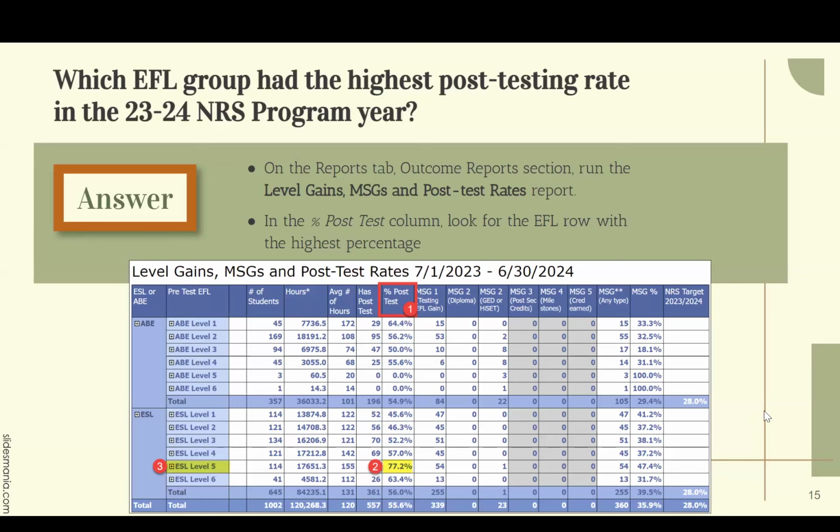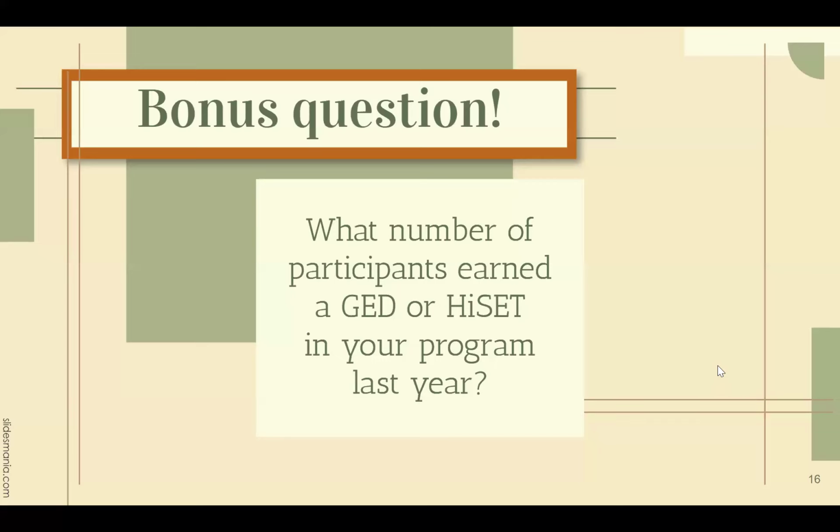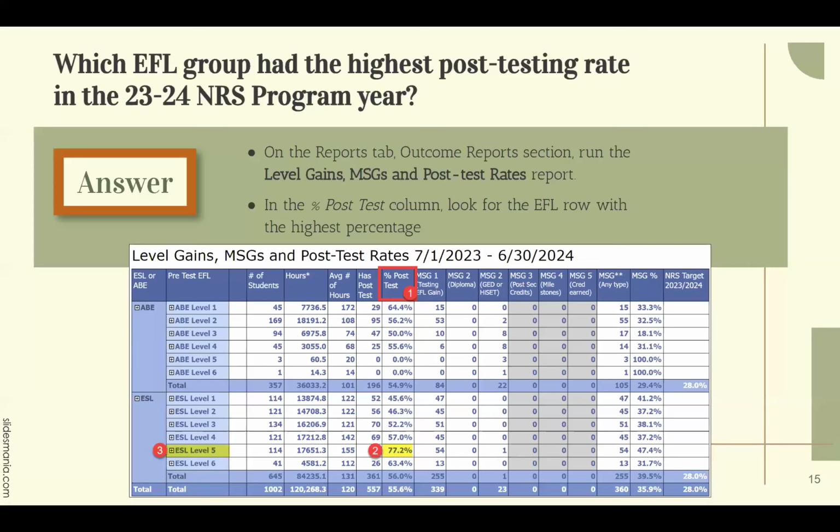All right. Bonus question. What number of participants earned the GED or HiSET in your program last year, if you have any? Let's look back at the report. It's MSG number 2, GED or HiSET. We've got some programs. We have 12, we have 27.